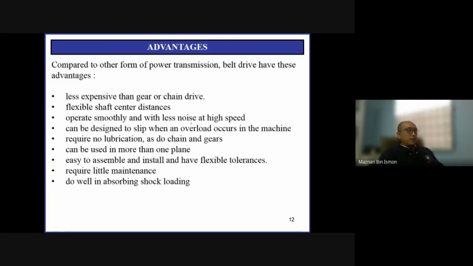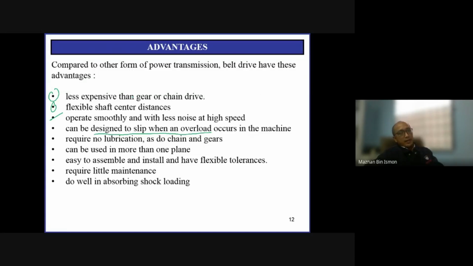Advantage. Gear system needs to be laid out, needs machining, so of course it will be expensive. Belting, you only need one belt and pulleys and you can install, so less expensive lah. Flexible, smoothly operate, less noise. Can design to slip when an overload occurs. So it is like a circuit breaker also.